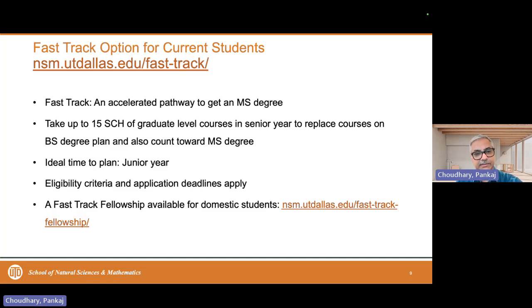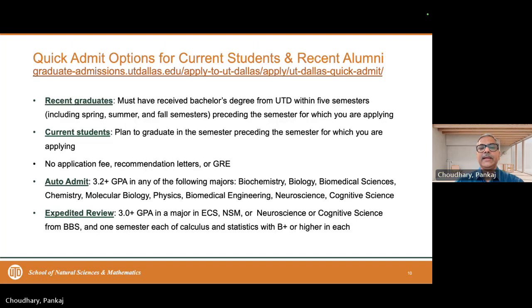Now, of course, to take full advantage of these 15 credits, this fast track option requires some planning, and the ideal time to plan is junior year. There are some eligibility criteria and deadlines, and we also have a fast track fellowship for domestic students. For this, you can go to the fast track website of our school. So this is one option for current students.